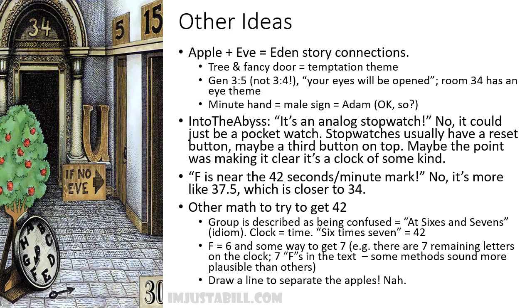Okay, now some additional ideas that I've read about or thought about, or that some mentioned elsewhere. With the apple tree and the "if no Eve," there's, of course, this theme going on with the Garden of Eden story from the book of Genesis. Some people have pointed out that the tree of apples and the 34, it's kind of like the temptation theme. I was curious if 34 or one of these numbers might have some kind of biblical reference, chapters and verses.